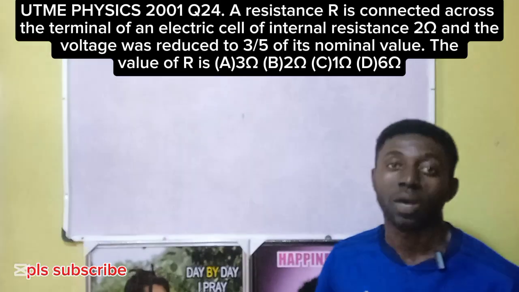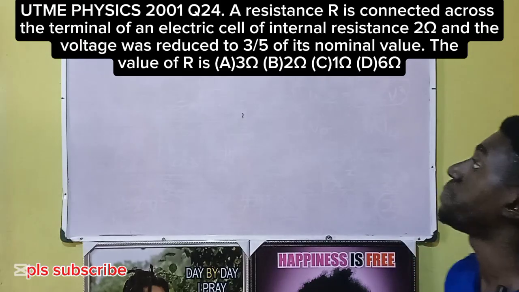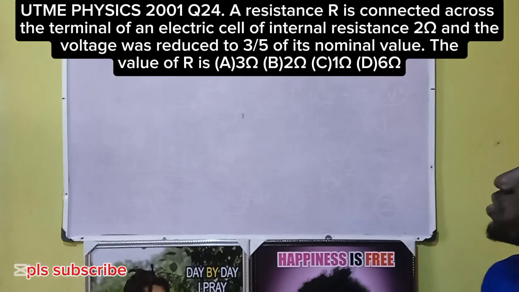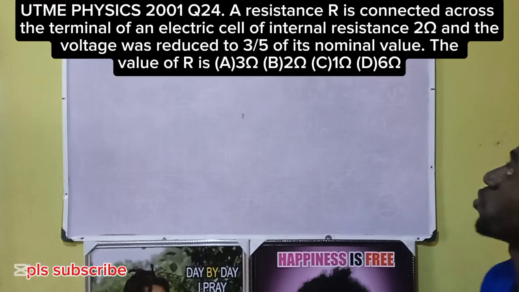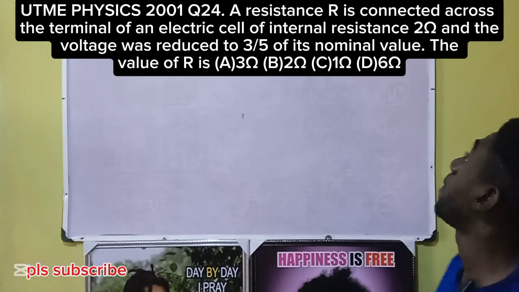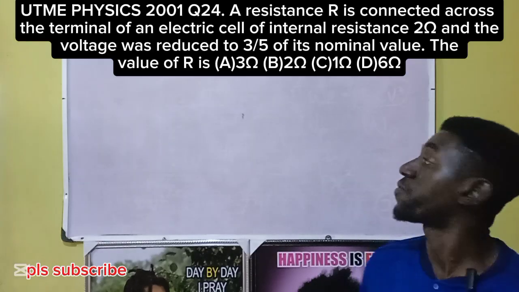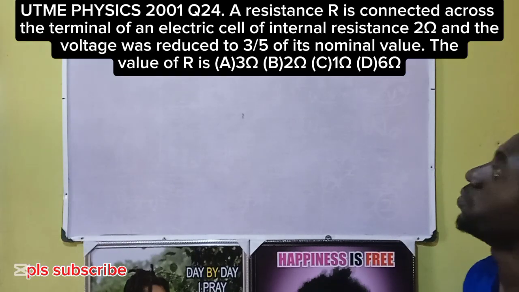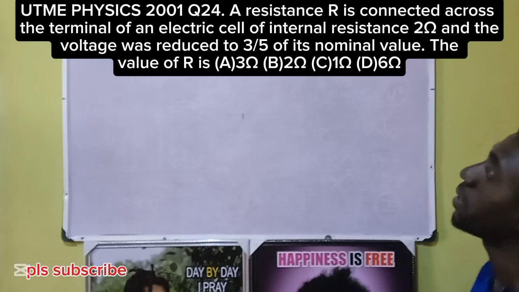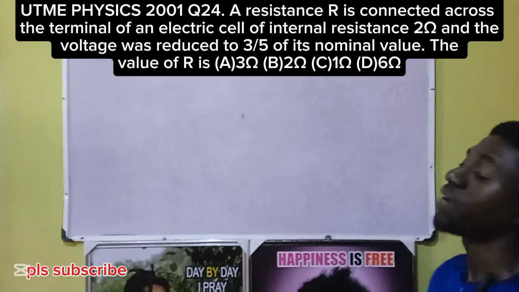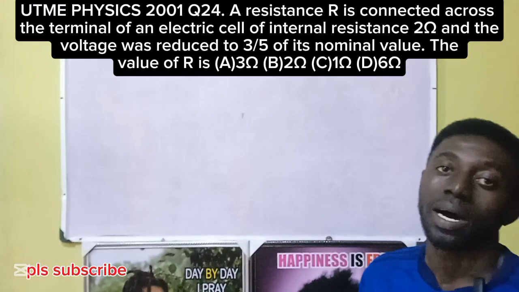JAMB past question 2001, question number 24. A resistance R is connected across the terminals of an electric cell of internal resistance 2 ohms, and the voltage was reduced to 3/5 of its nominal value. The value of R, X, that's the capital R, X.